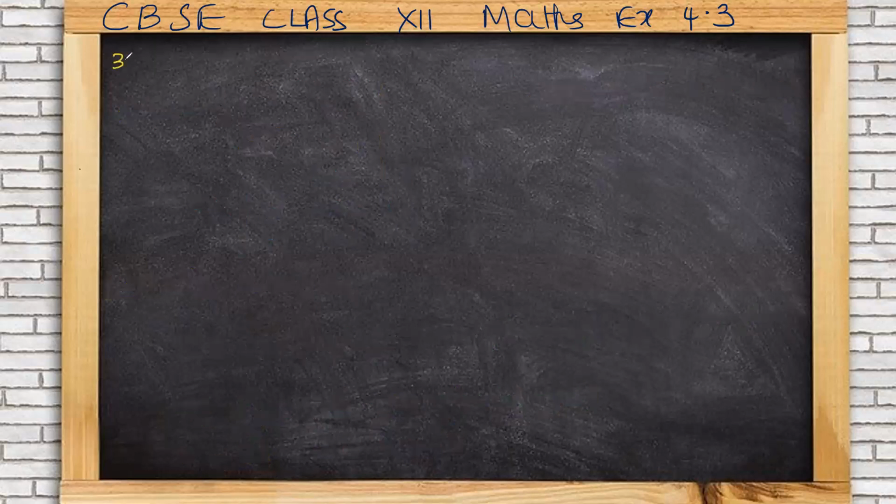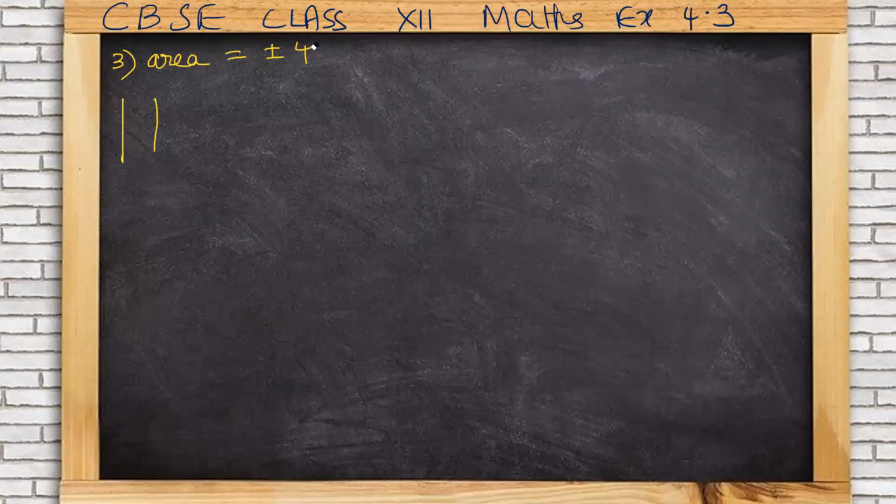Okay. So question number 3, find the values of K if the area of the triangle is 4 square units. So when finding the area, we will use plus or minus 4, as we are using modulus whenever we have a minus sign after the expansion of the determinant. So we have to use here plus or minus.